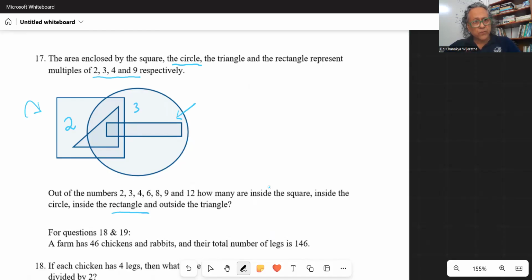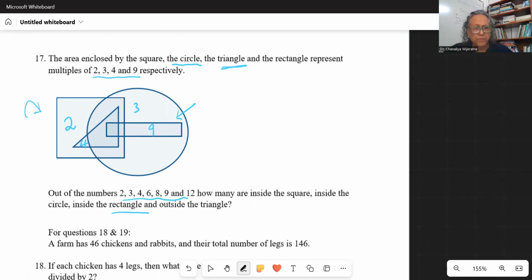Now where is 4? So 4 is inside the triangle, right? Outside the circle, which represents multiples of 3. And of course, outside the rectangle. So 4 is here, right? Now where is 9? That is, of course, inside the rectangle, but it is outside the square, right? So 9 is here, right? Now let's see these numbers. So we figured out where these numbers are, 2, 3, 4, 9, right?